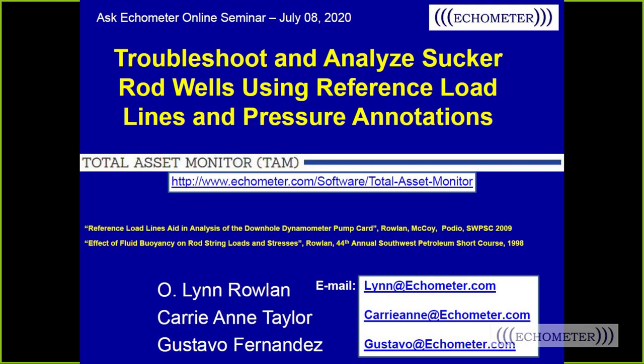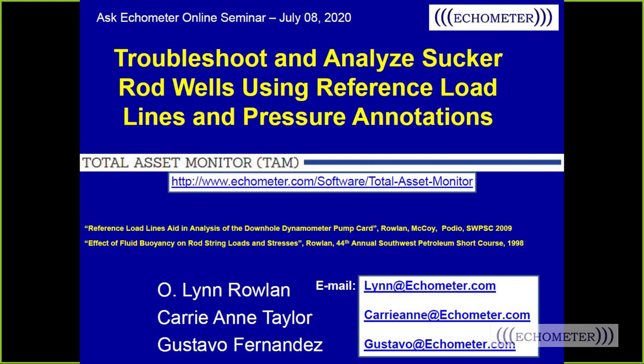Let me start up here. John Hatch is asking, what do you look at when you analyze the perforations and the downhole gas separator? What do you look at there? Well, that question is for gas interference, and so that's going to be a topic for the future.